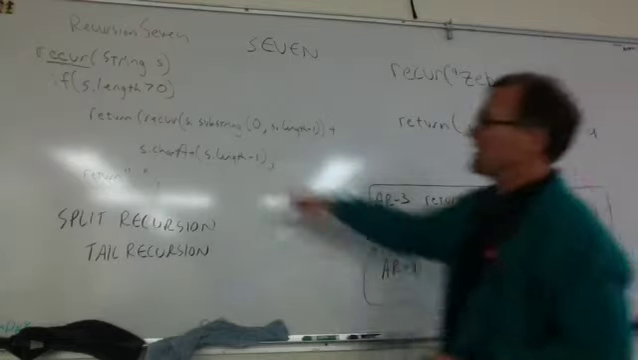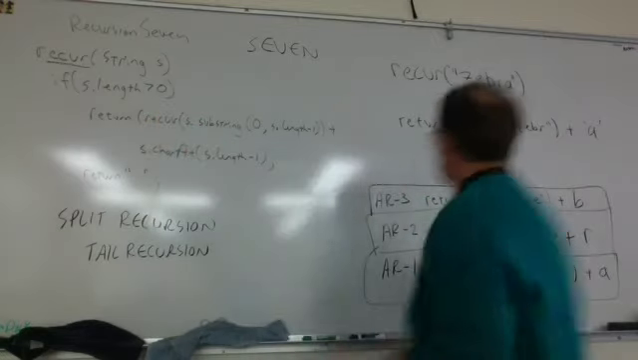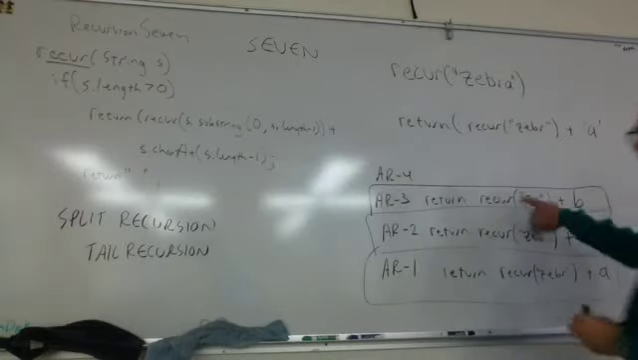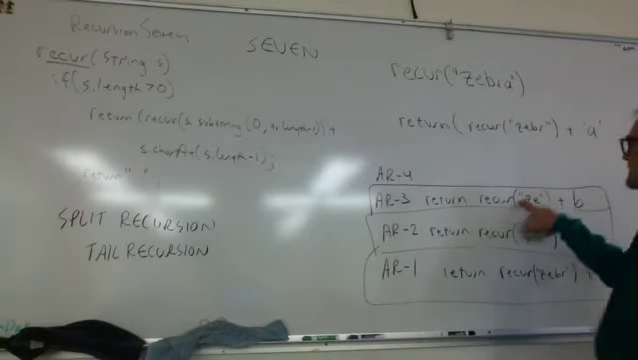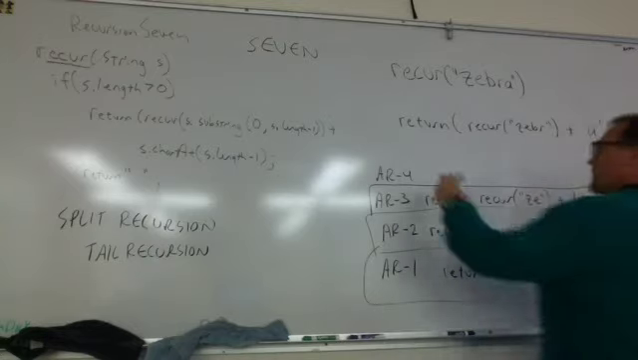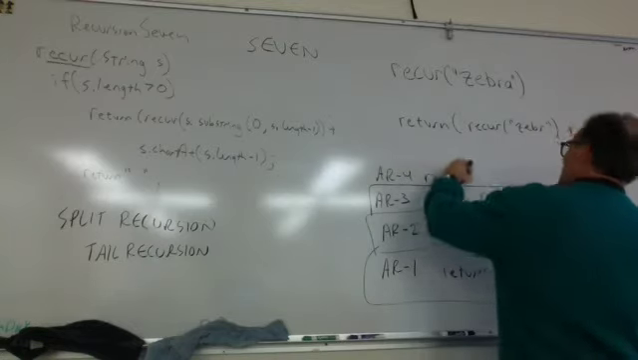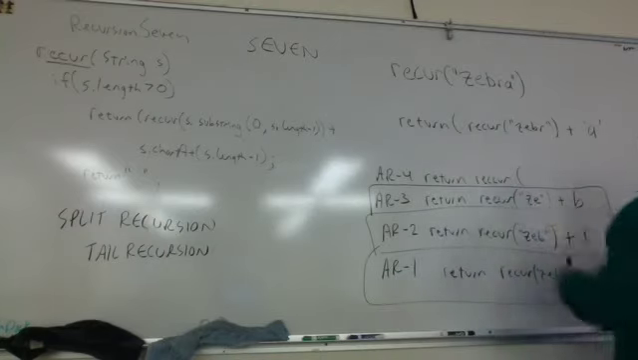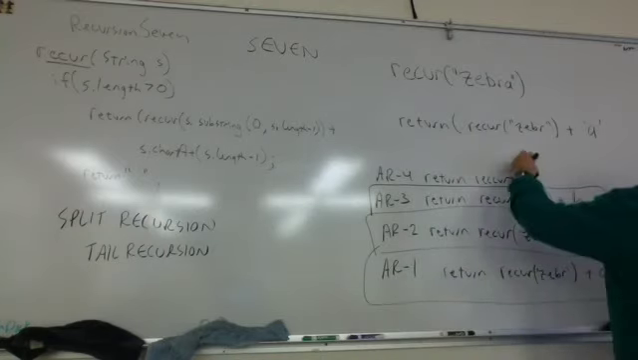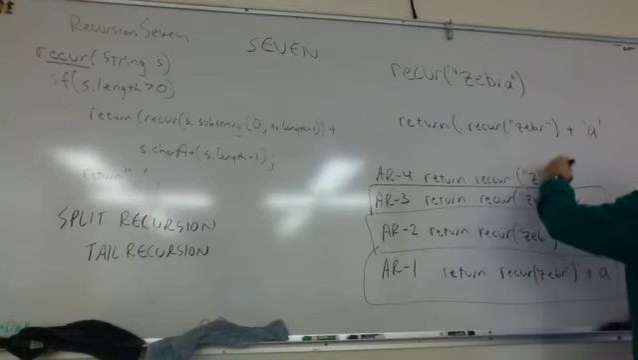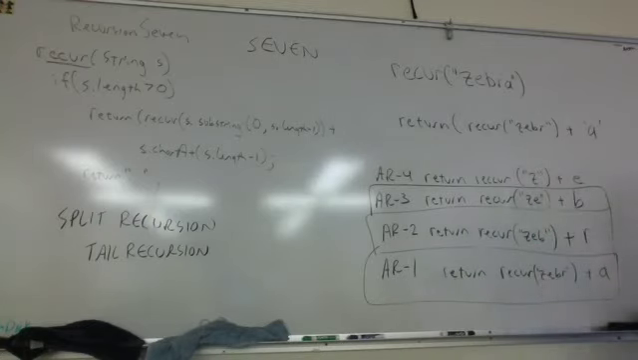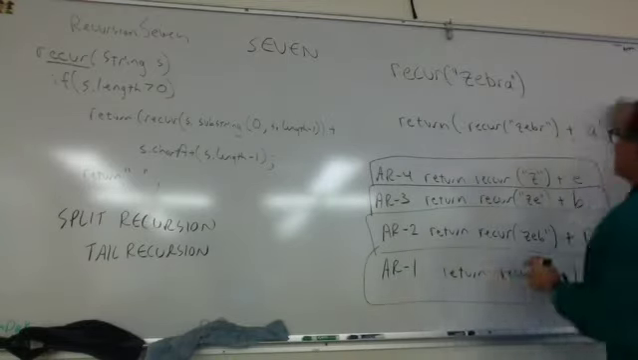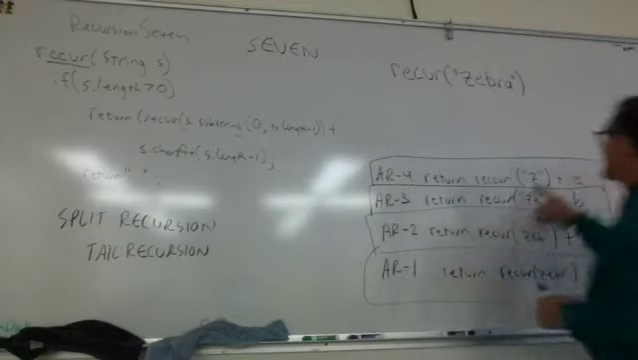So there is the base case. When we get down to a length of 0, we're done. So we get AR4. We call recur again, another activation record, but we're calling it with ZE. So now we're calling it with the substring with just Z plus the E. So one more time, it gets added to the stack. Calling it again.